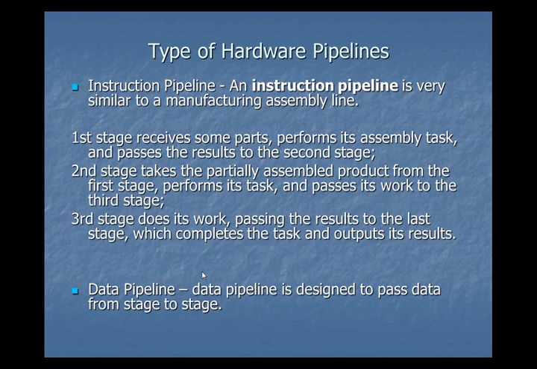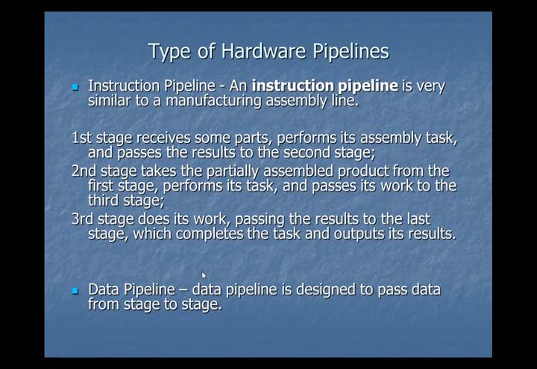So this is your first stage. Then the second stage takes the partially assembled product, that is the output of the first stage, assembles the product from the first stage, performs the task, and passes the result to the next, that is, passes the output to the third stage. So these are the two stages.